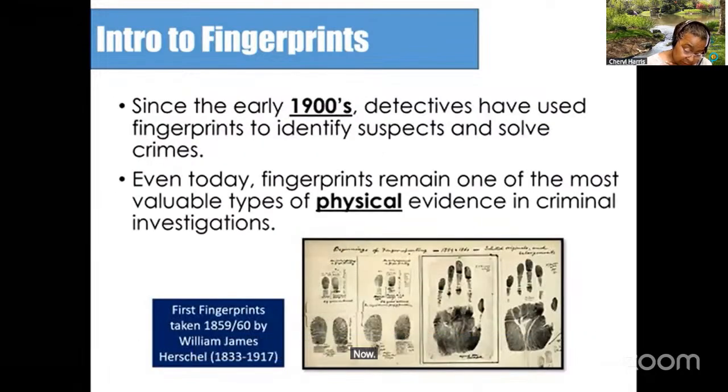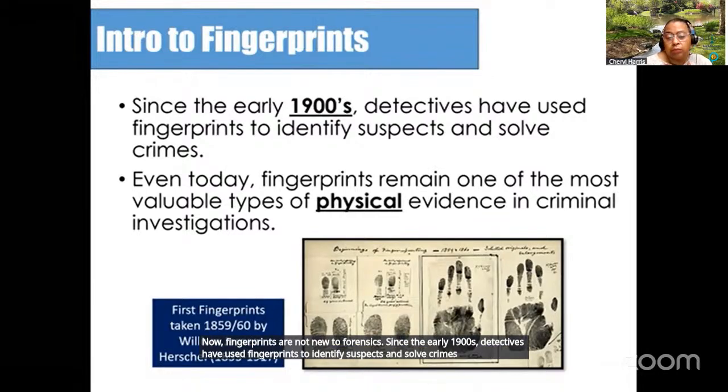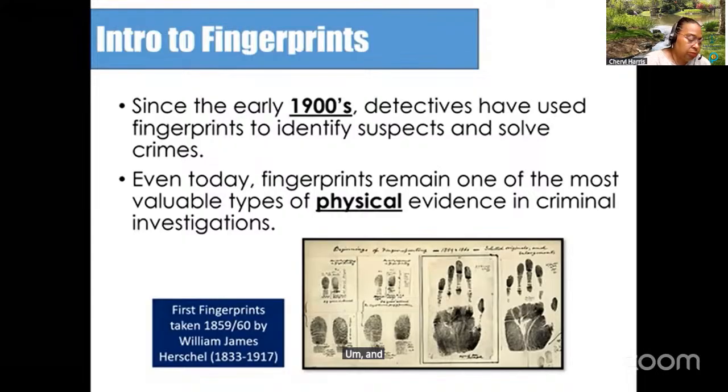Now, fingerprints are not new to forensics. Since the early 1900s, detectives have used fingerprints to identify suspects and solve crimes. So even today, fingerprints remain one of the most valuable types of physical evidence in criminal investigations. And I put this picture in here because I think it's just so cool. This is an image of the first fingerprints that were taken in 1859. We don't really know the exact year, so that's why it says 1859, 1860. And they were taken by William James Herschel.